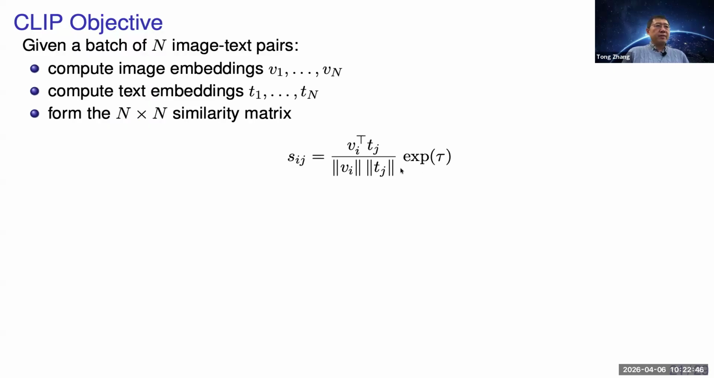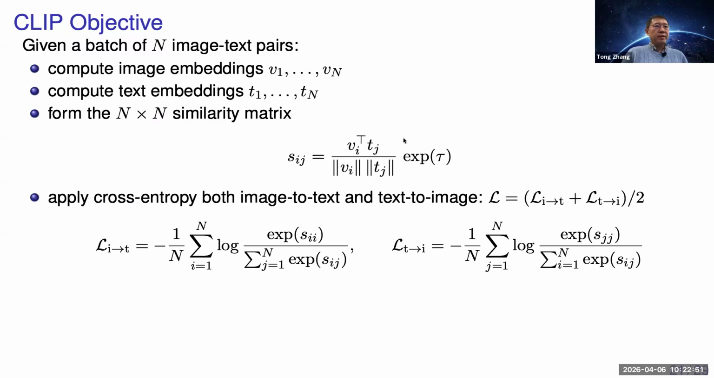I don't know why it's exponential in tau. I think there's some hyperparameter here. Actually, I think there's something wrong. It should be the exponent times tau, instead of exponential in tau. I think there's a typo here. But anyway, it's just scaling. You scale because in contrastive learning there is a temperature scaling. I'll fix this typo.